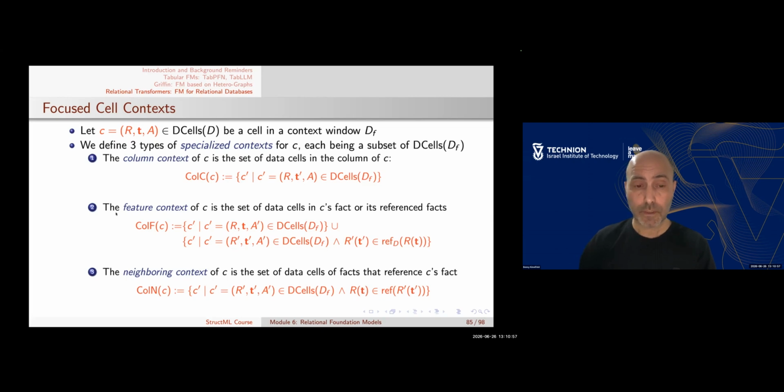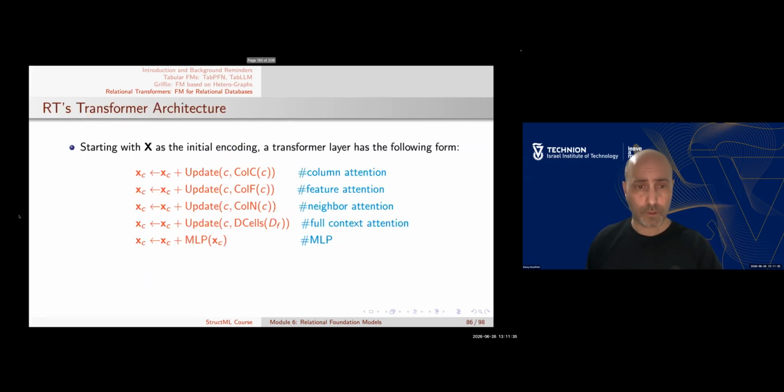And then there is the neighboring context. This is the set of data cells that belong to tuples that reference the tuple of C. Our T belongs to the ref of this fact, some R prime T prime, some R prime T prime that references T. So three types of context: the column context, the feature context, and the neighboring context.